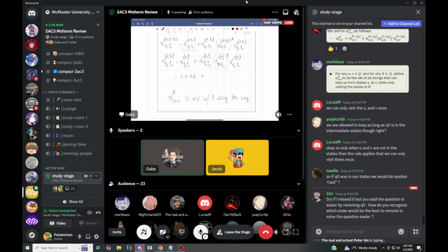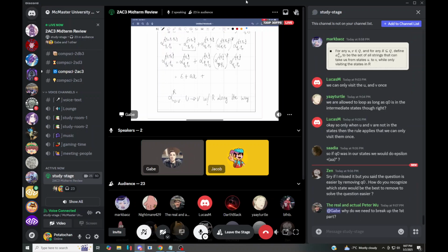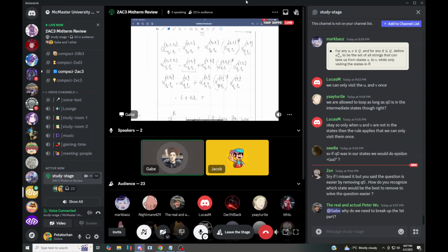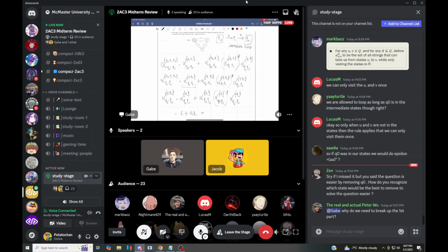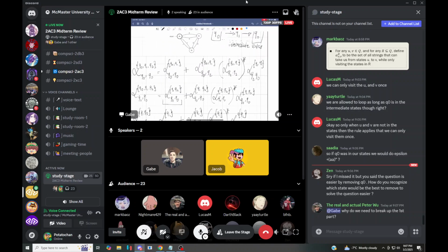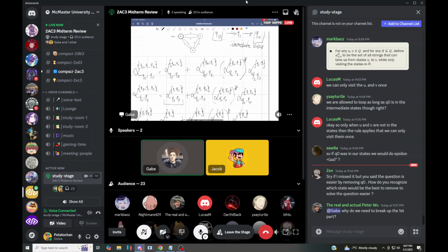So if Q0 was in our states, we would do epsilon plus AA star. That's correct. Sorry if I missed it, but you said the question is easier by removing Q0. How do you recognize which state would be best to remove to solve the question better? So your goal is to remove infinite loops is definitely the big thing. Would you agree, Gabe? Infinite loops.